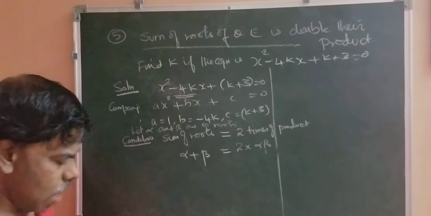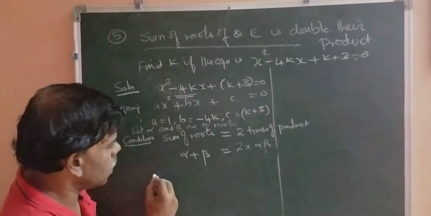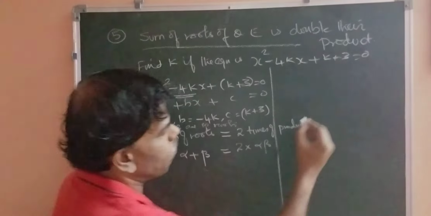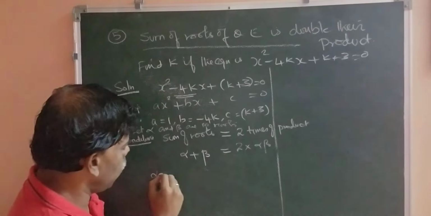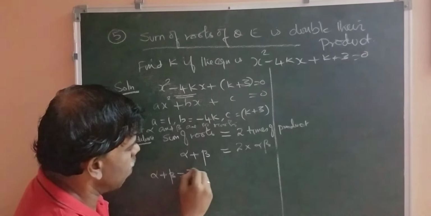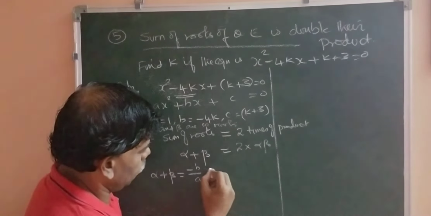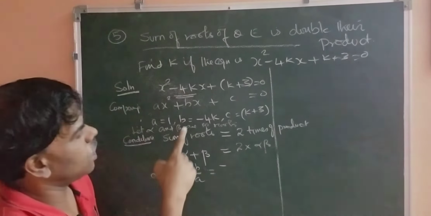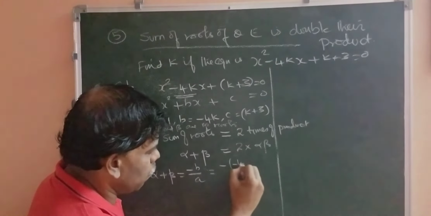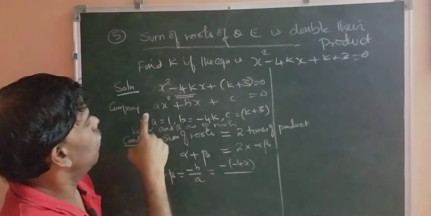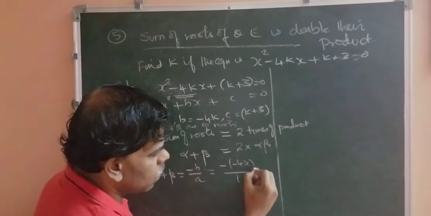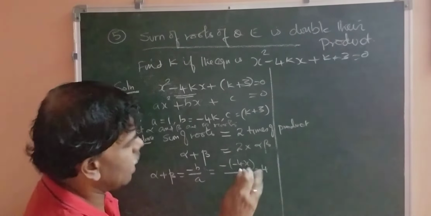Okay. Now what is the sum of the roots formula? You should know. Alpha plus beta equal to minus b upon a, which is equal to minus, what is b? Minus 4k upon 1. So it is equal to 4k.